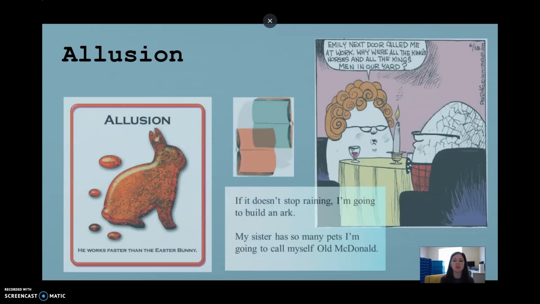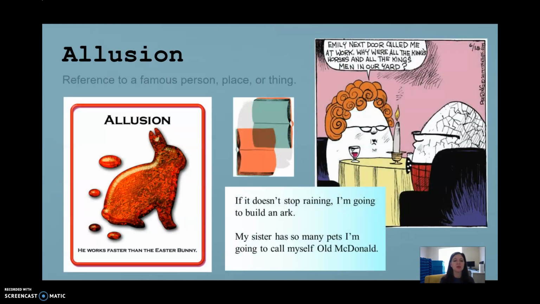All right, allusions, you should be familiar with this one. It's a reference to a famous person, place, or thing. When you reference something, you take all of the knowledge that is within that story or event or person or place, and you use it in your sentence. So it's a very efficient tool. The thing about allusions is if your reader or your audience doesn't understand what you're alluding to, the sentence will be meaningless to them. So that's something to keep in mind.